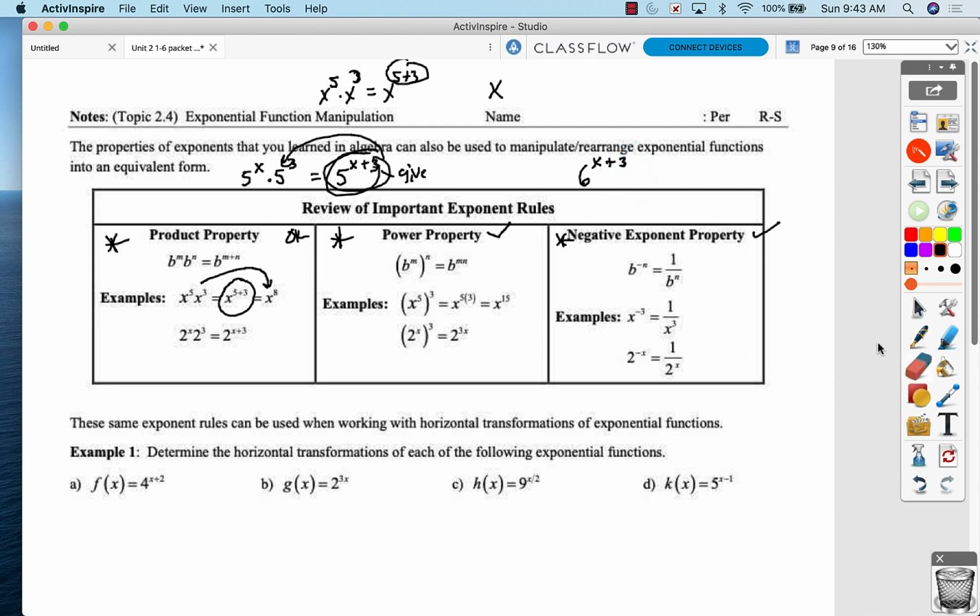Or let's do a smaller number. Let's say 2 to the x plus 4, something like that. And they're going to be like, hey, rearrange this thing. And you're going to be like, okay, well, I know that's 2 to the x times 2 to the 4. But see, now you could figure this out. That's just 2 times 2 times 2 times 2. That's 16. So this is 2 to the x times 16.